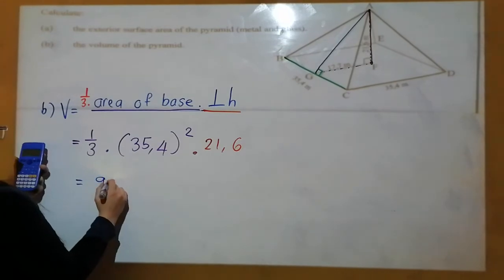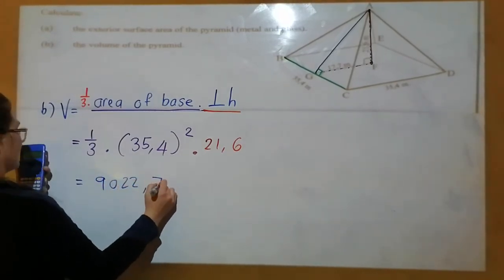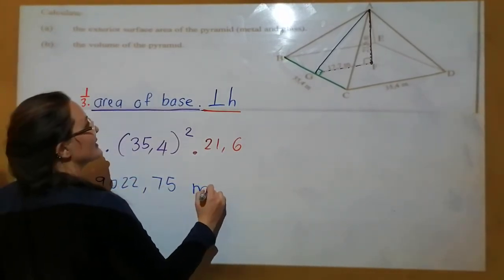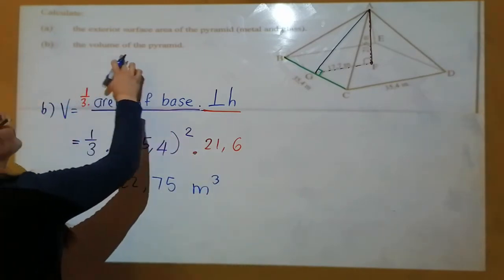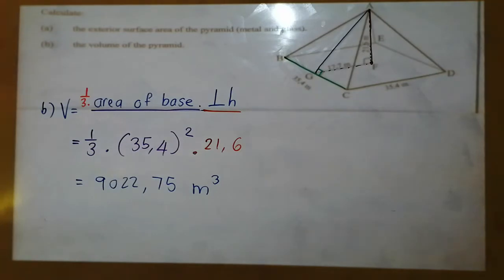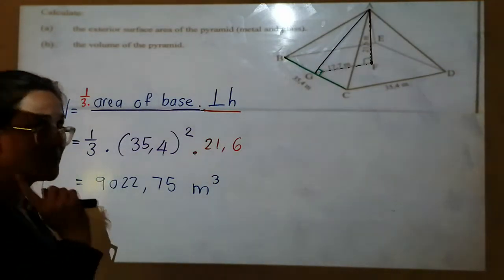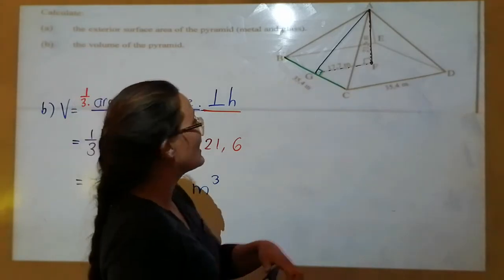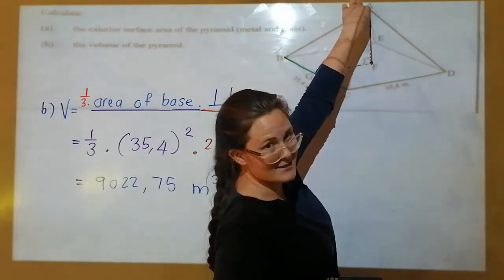And you end up with 9022,75 meters cubed, because it's volume. So we have meters cubed. And that's how you work with a pyramid. Remembering the difference between a pyramid and a triangular prism, a pyramid has this apex over here.